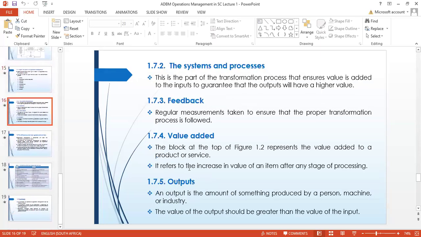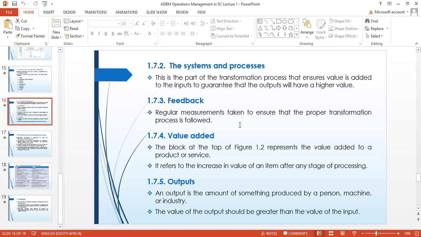Right, we are almost there. And then we have the systems and processes, right? We are going through the transformation process. The systems and processes are the part of the transformation process that ensures value is added to the inputs to ensure that customers are going to enjoy the final product. And we have the feedback, measures taken to ensure that the proper transformation process is followed. It comes from the customers or the consumers.